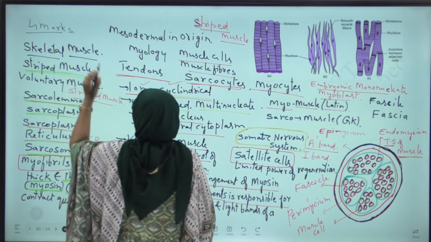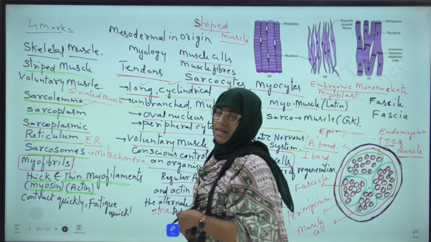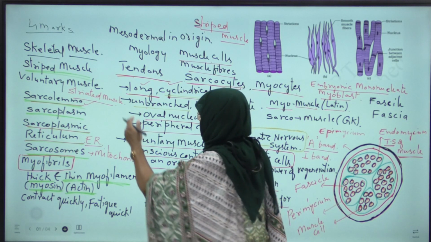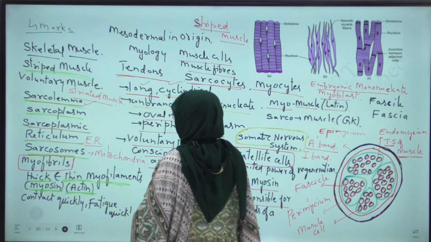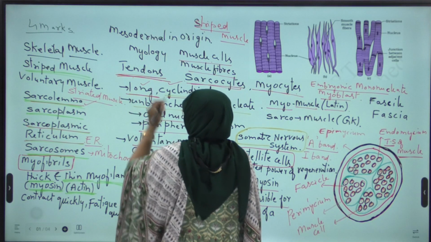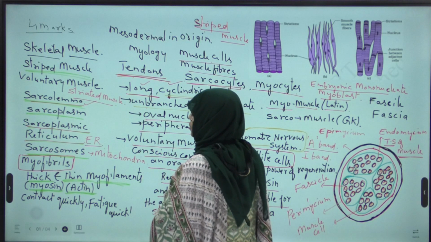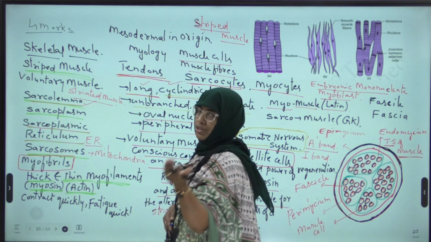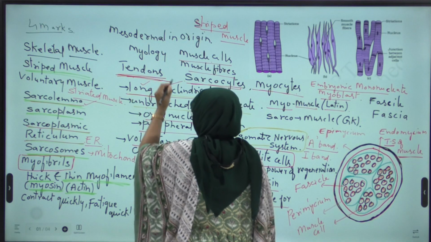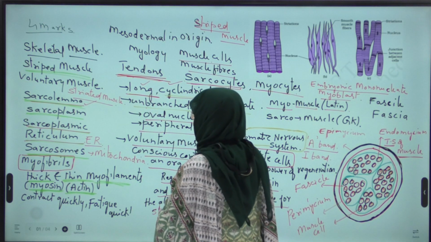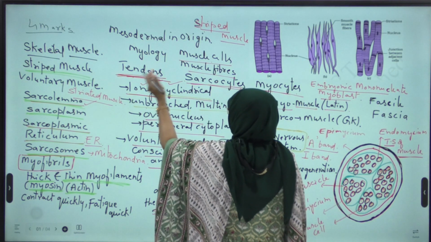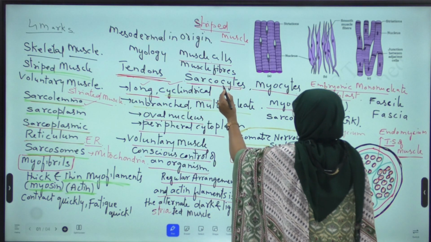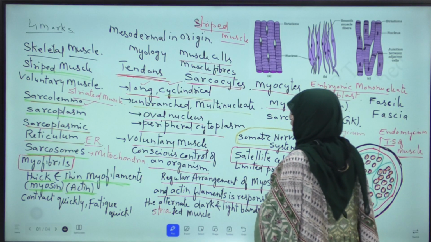Why is it called skeletal muscle? Because this muscle is found attached to our bones by tendons. It is found attached to our skeleton, hence called skeletal muscle. How are these muscles attached to bones? By tendons. Skeletal muscle cells are otherwise called muscle fibers, also known as sarcocytes or myocytes.